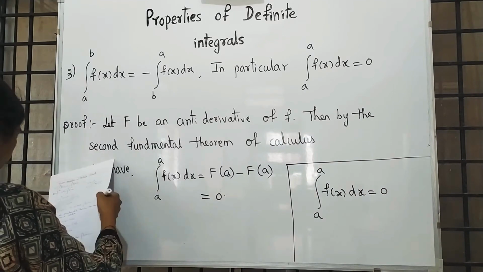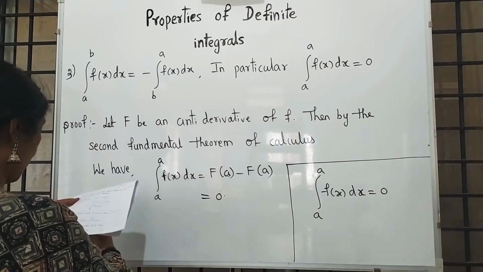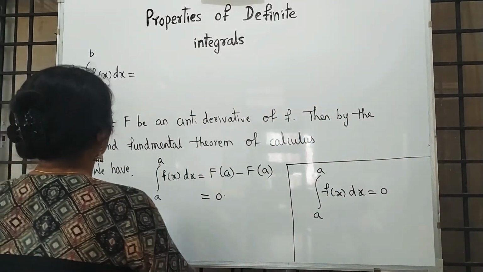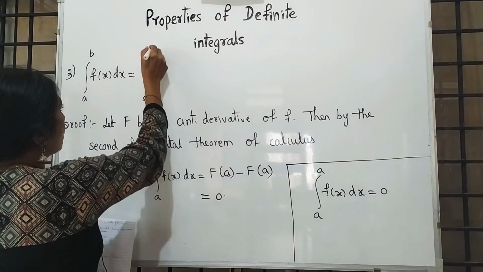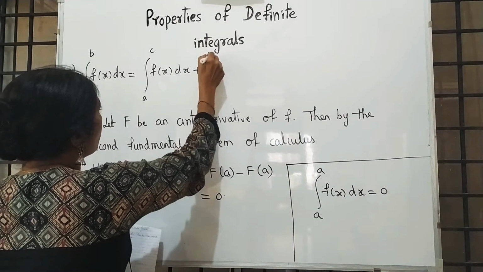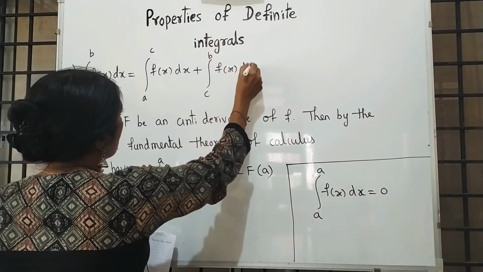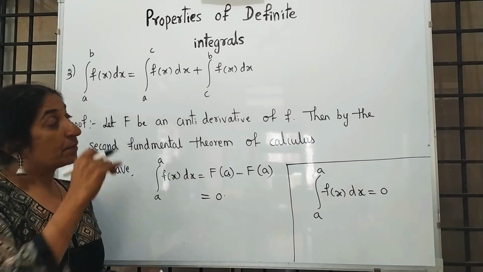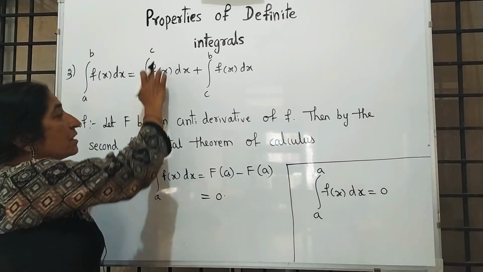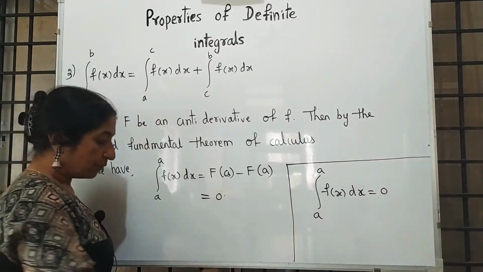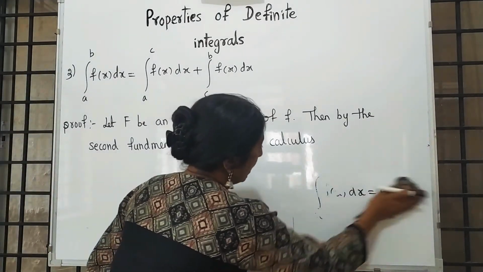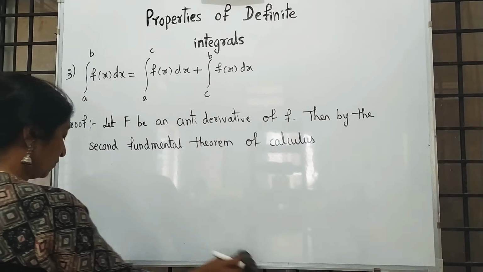Moving to the third one, integration from a to b, f of x dx is equal to integration from a to c, f of x dx plus integration from c to b, f of x dx. And remember, even though a, b, c are alphabets, here in this problem c is a value lying between a and b. See, again the proof is from the second fundamental theorem of calculus, f being an antiderivative.